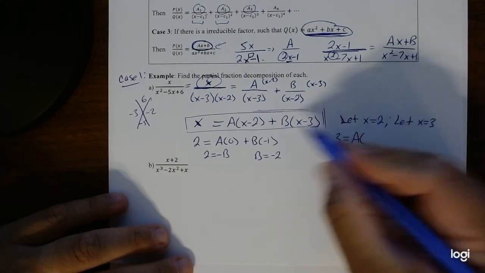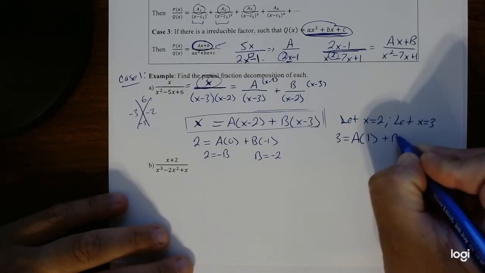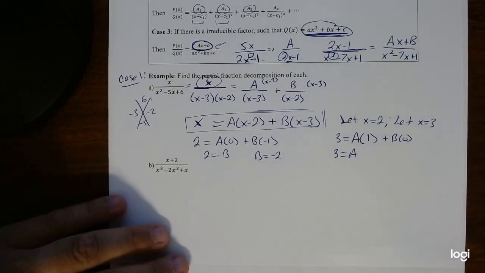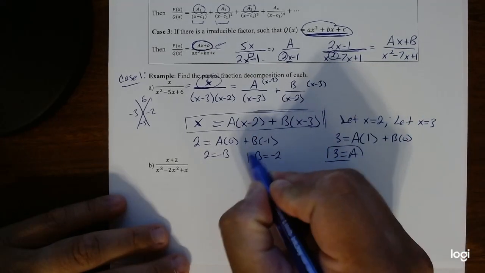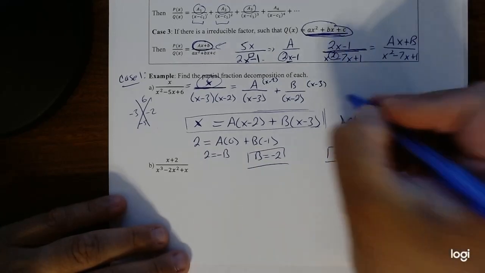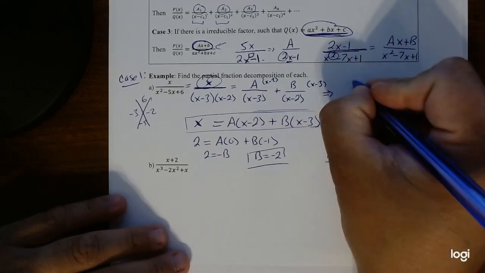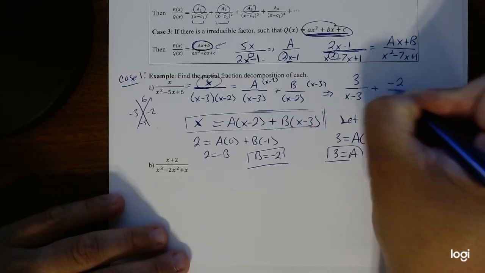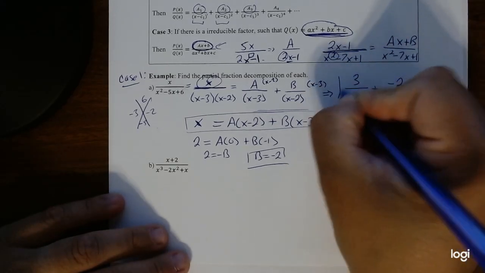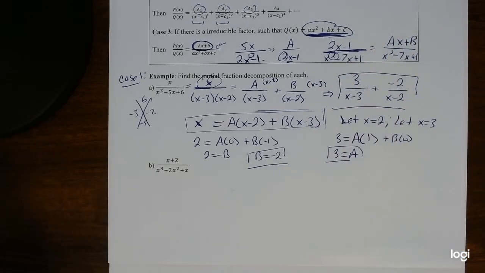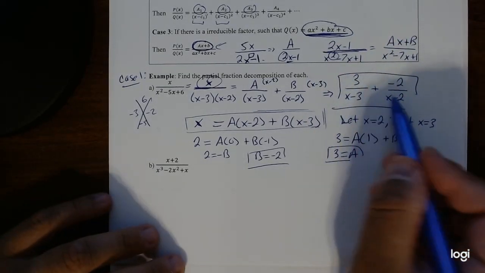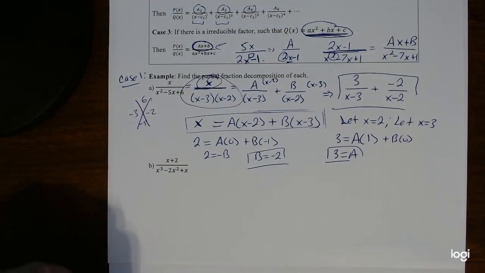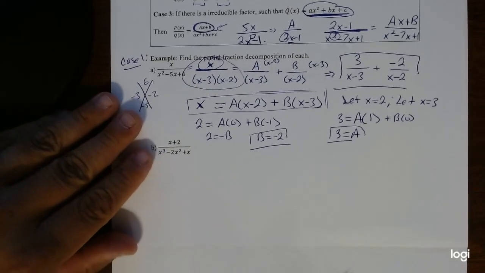So A times 3 minus 2 is 1, plus B times 0, which is just 0. And notice, this actually isn't as bad as you may have thought. We get our two answers. So in this decomposition, we know it's going to be 3 over x minus 3 plus -2 over x minus 2. And that is our partial decomposition. So when you add these two fractions, you will actually literally get this as your result. So going backwards is far more difficult than going forwards.